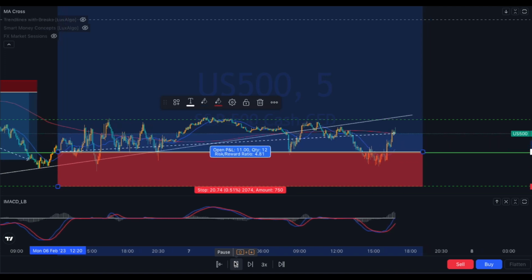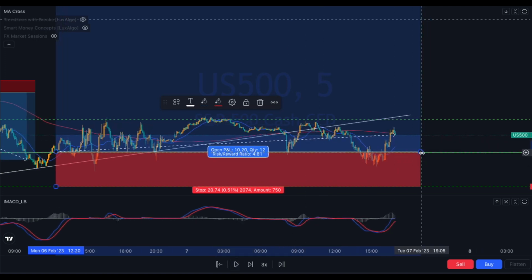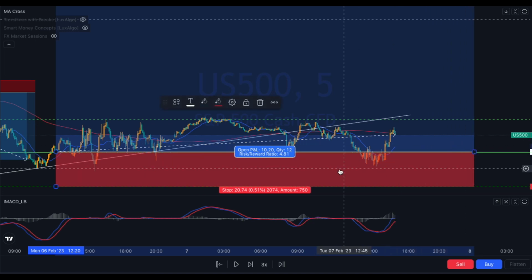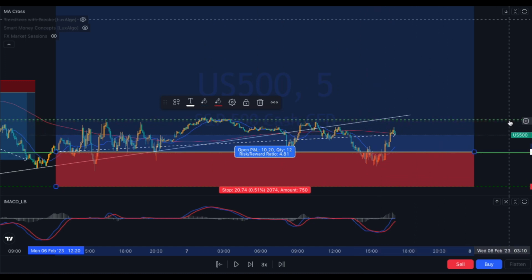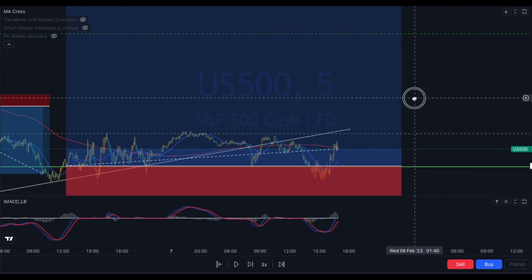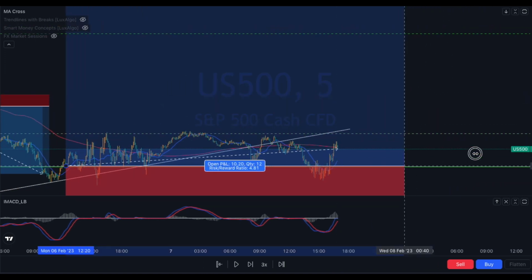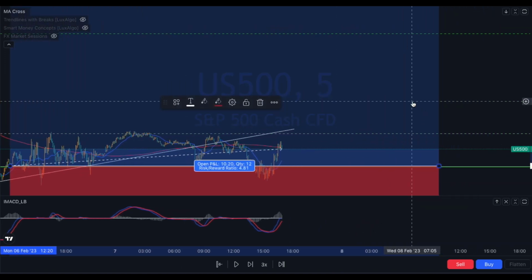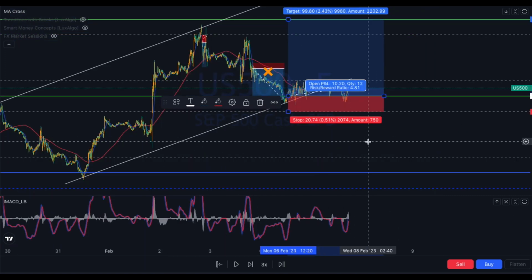Okay, the level where I've made my entry is a very, very good level, because as we can see, price has come into this zone a number of times and it keeps being rejected, which basically means for me there's a very good chance it's going to hit the TP that I set. So let's just keep it going.